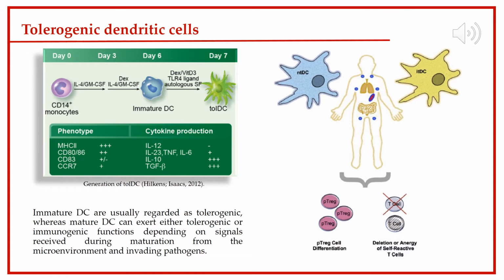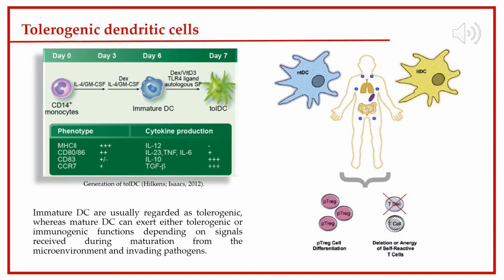Immature dendritic cells are usually regarded as tolerogenic, whereas mature dendritic cells can exert either tolerogenic or immunogenic function depending on signals received during maturation from the microenvironment and invading pathogens. It is important to know the influence of those factors for the cultivation and obtaining of tolerogenic dendritic cells in the laboratory, and there already are some procedures in use, as you can see an example in the figure.